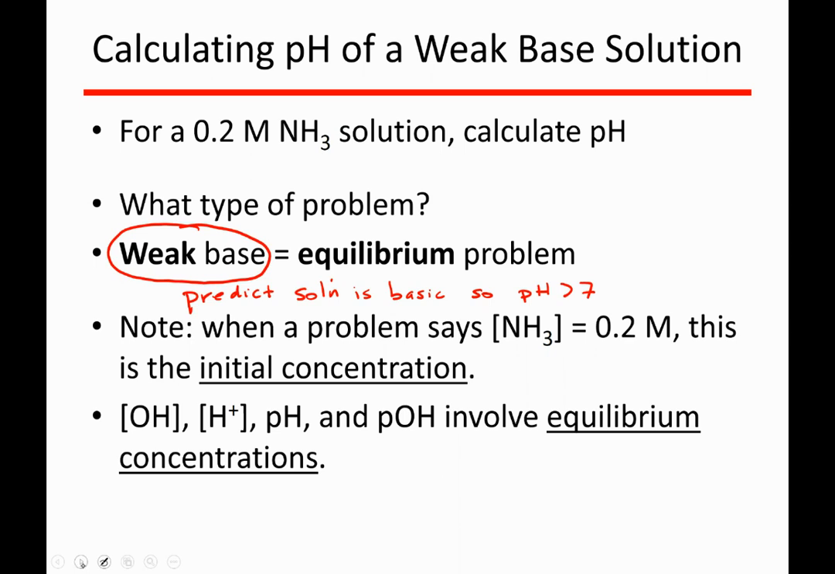Let's now set up the ICE table problem. To do that, we need to first write the reaction that occurs, and we've looked at this reaction before for the dissociation of NH3 in water. Both are weak, so this is an equilibrium reaction, and the products we've talked about before are going to be NH4+ and the hydroxide ion.